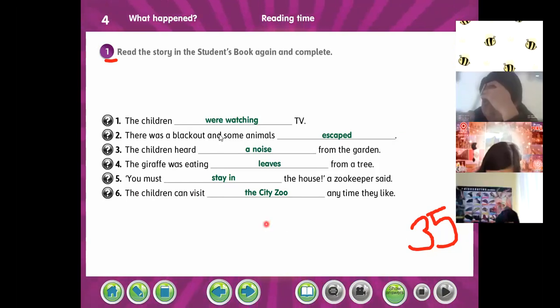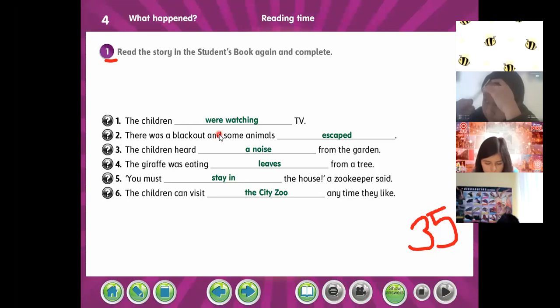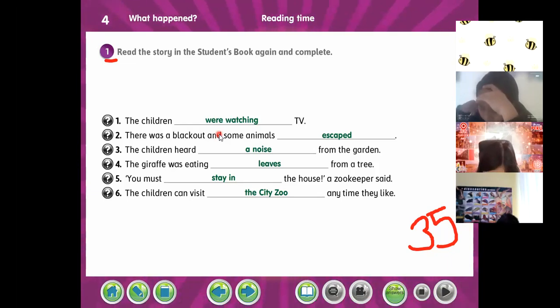And to finish, let's go to the page 35, the last page. Finish, please. Finish with this part.